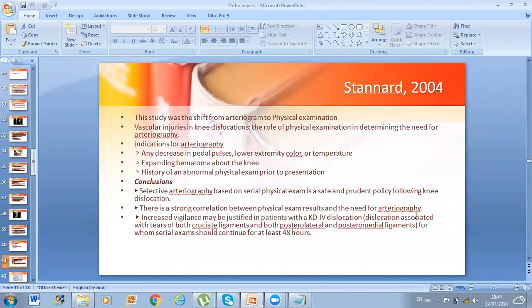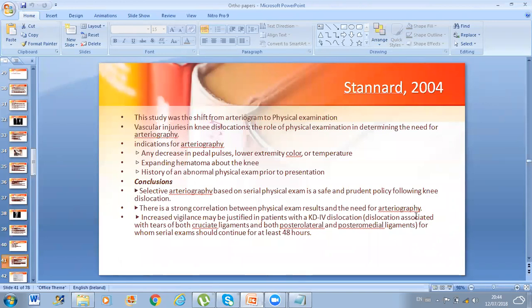This is Stannard, and this is the study which shifted our plan of management. Previously, most of the patients used to go for angiography. So Stannard 2004 was the shift from arteriogram to physical examination. He quoted on vascular injuries in knee dislocation, the role of physical examination in determining the need for arteriography. The indications for arteriography are decreased pedal pulse, lower extremity color or temperature change, expanding hematoma above the knee, and history of abnormal physical examination prior to presentation.